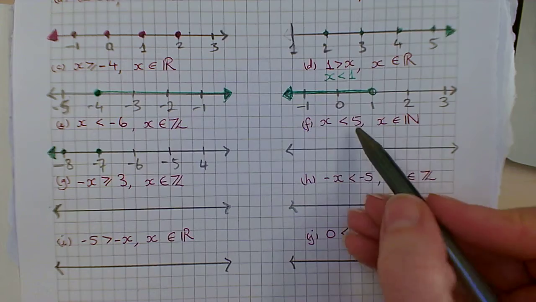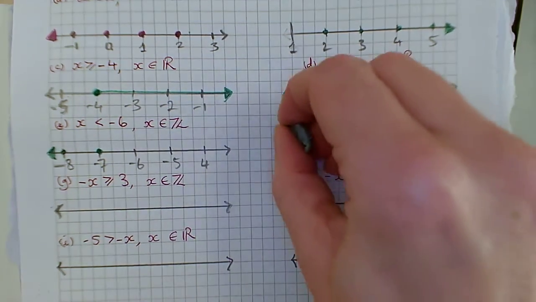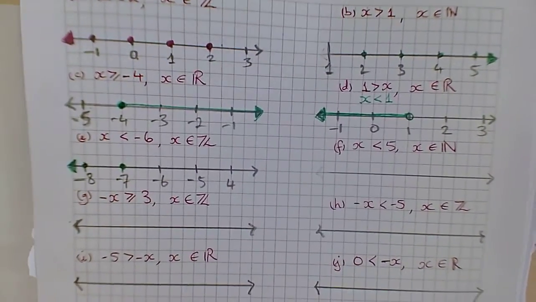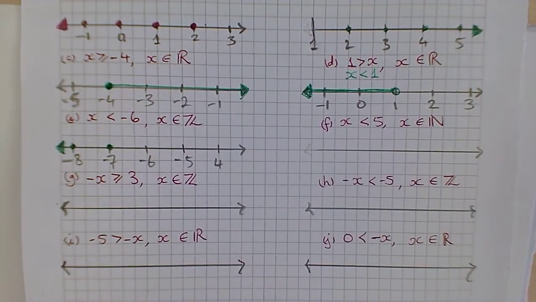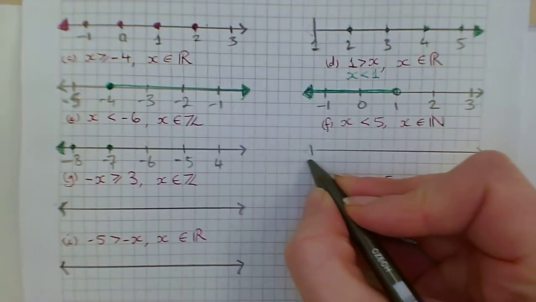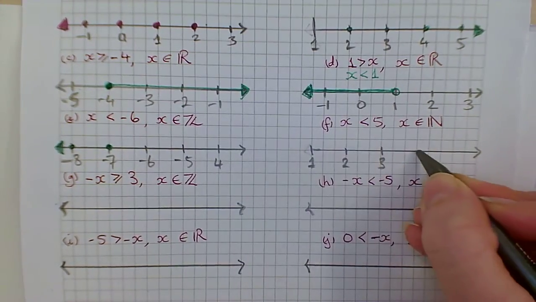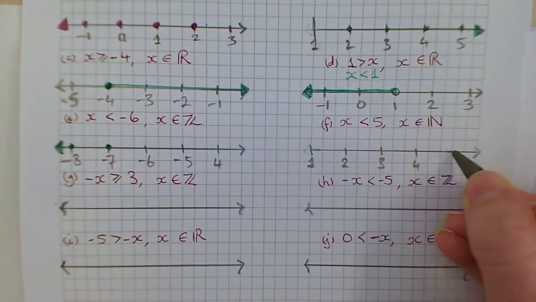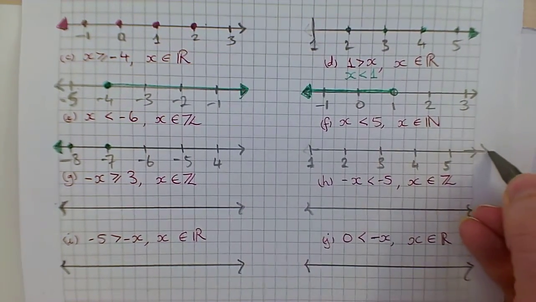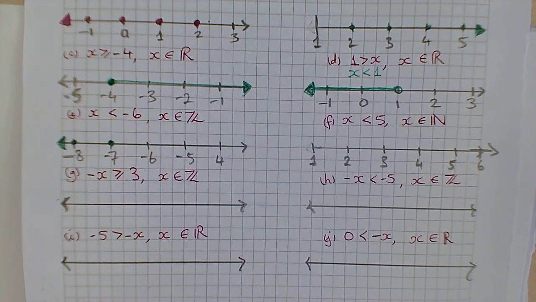Part F then, we're looking at 5, and again it's natural numbers. So let's get rid of the arrow on this end. Okay, so I should start at 1, 2, 3, 4, 5. I didn't have to start at 1, but because the natural numbers stop at 1, I'll just make a little bit more space and pop in 6 there as well.